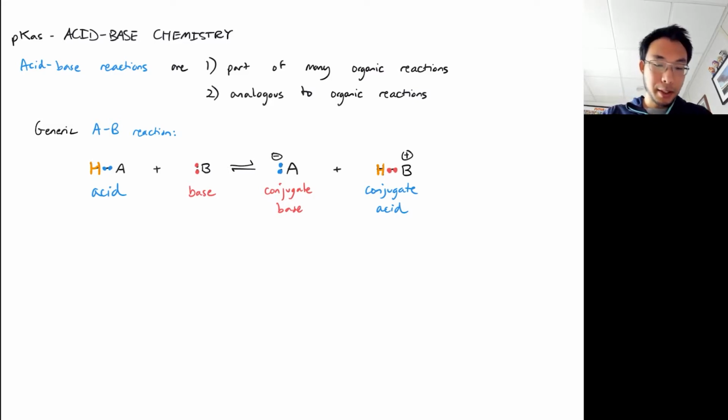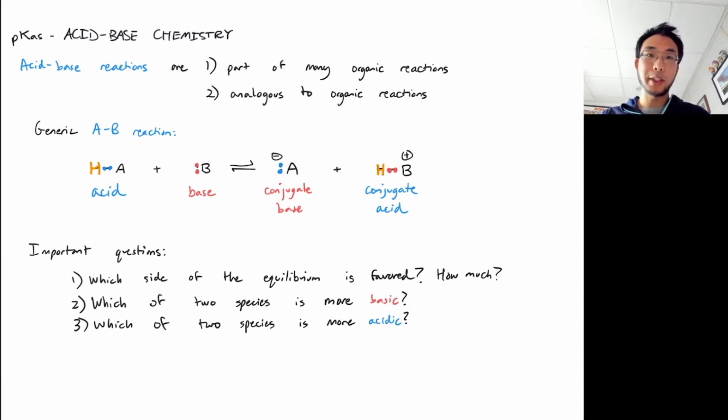So when we're thinking about acid-base chemistry, there are a few important questions we want to be able to answer. The first one is, given an acid-base equilibrium like this, we want to be able to judge relatively quickly which side is going to be favored in the reaction, and also by how much that side is going to be favored. A second type of question is, given two species, which one is the more basic one? Because the more basic one is the one that's going to be more reactive. And then similarly, given two species or two protons, which of those two is more acidic? Again, that's important because the more acidic one is going to be the more reactive one.